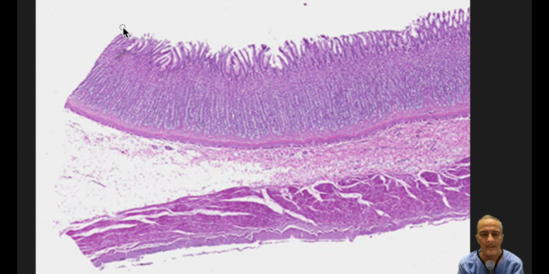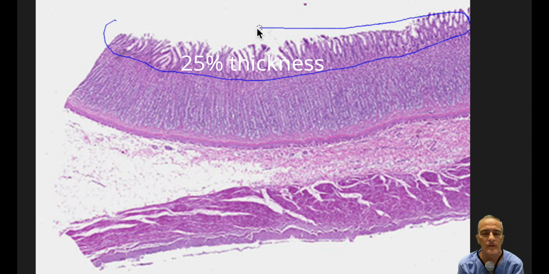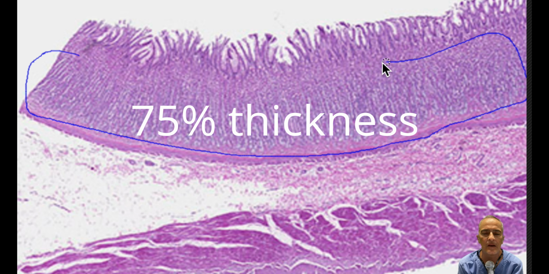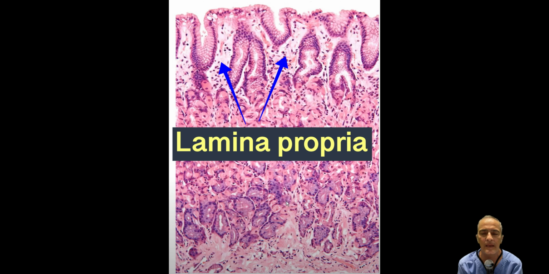Then when we analyze the mucosa, the foveolas, the pits, the mucous layer is 25% of the thickness, and the glandular portion of the mucosa is 75% of the thickness. The lamina propria is the support connective tissue with collagen, lymphocytes, blood vessels, and nerves around the glands.